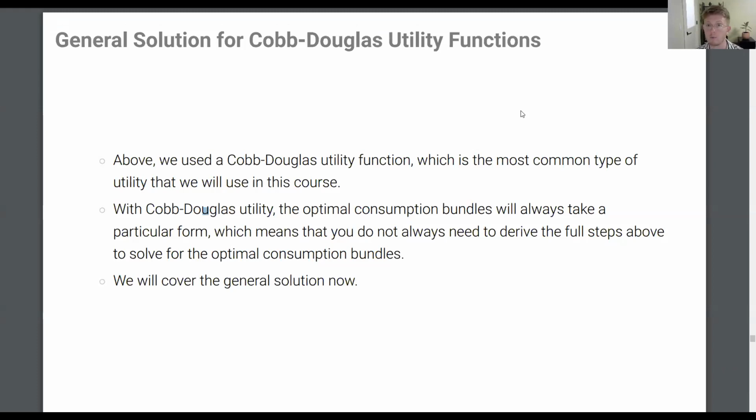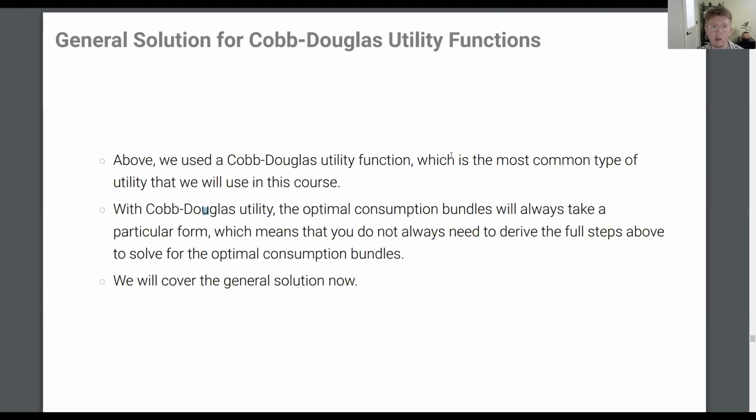It's a utility function that we'll see a lot in the course, and so it's really important that you both understand the logic of the solution, and then also you either memorize it or just remember the logic, so you have the general solution in the back of your head as you're going through and solving problems. It will save a lot of work.